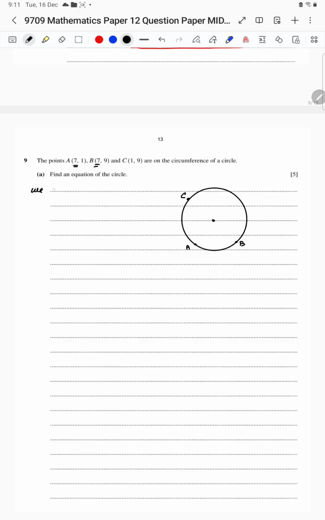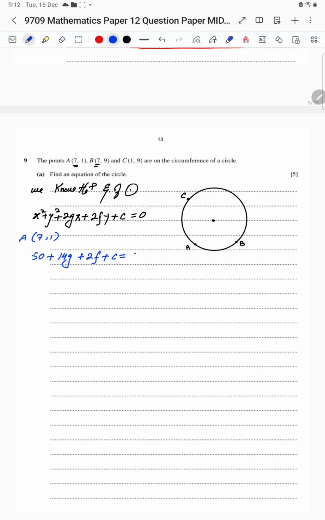We know this in the formula sheet, that the equation of a circle in expanded form is x square plus y square plus 2gx plus 2fy plus c equal to 0. It seems to be the easy way, so I'm going to use this one. So replace the coordinates of A, B, C here. At A, 7, 1. 7 square is 49 plus 1 is 50 plus 14g plus 2f plus c equal to 0. I will get this as equation number 1.